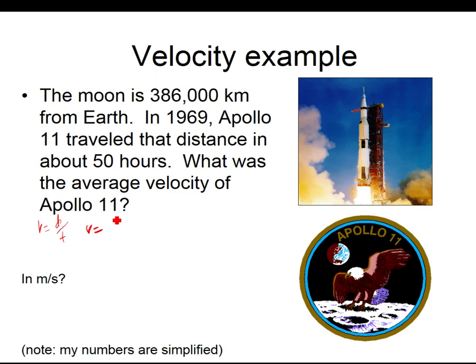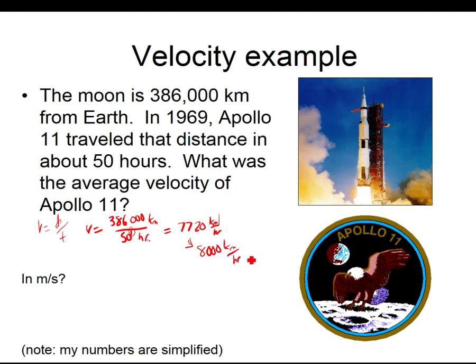So the distance was 386,000 kilometers over the time, which was 50 hours. Divide that out, and you get, what do we get? Looks like 7,720 kilometers per hour. Check significant digits. I have 3 significant digits here, and I have 1 here, so I'm going to go with 1. So that's going to round to 8,000 kilometers per hour.